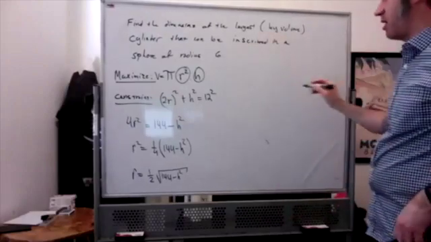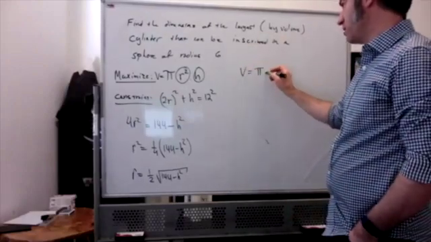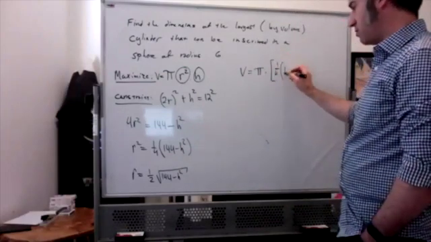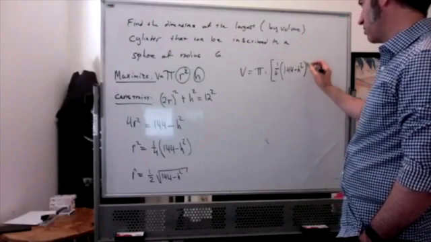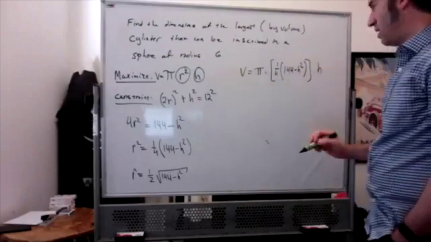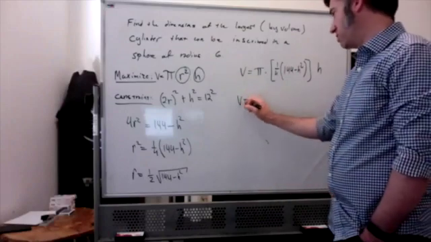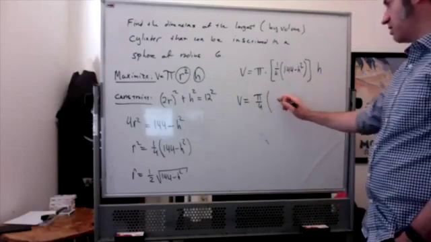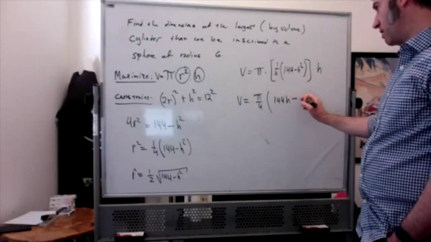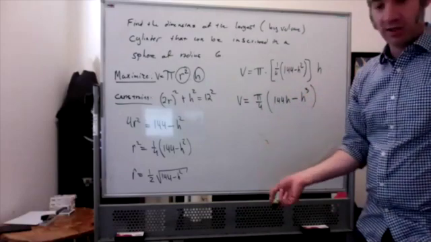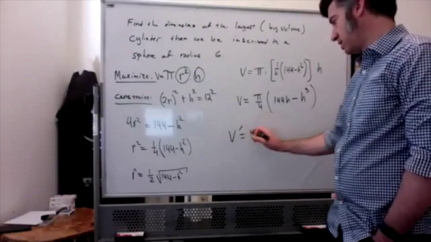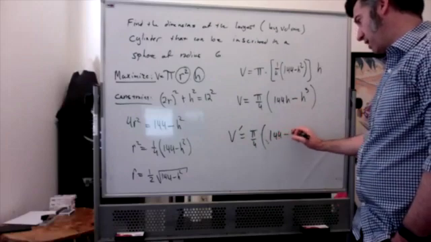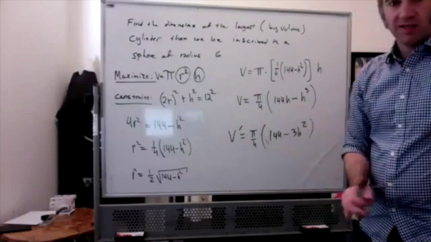Here's what we can do now. We can say, okay, my volume is pi times r squared, which is 1/4 times 144 minus h squared times h. And then we can multiply that out. My volume is just pi over 4 times 144 minus h squared times h, which is 144h minus h cubed. Take the derivative. Constant hangs out. Derivative of 144h minus h cubed is 144 minus 3h squared. Set that equal to 0.